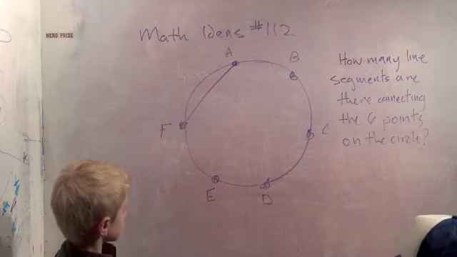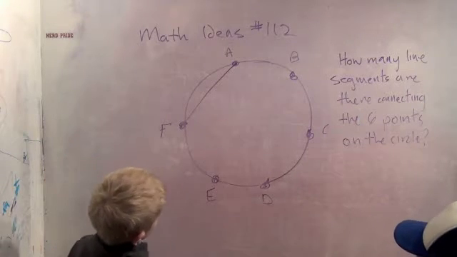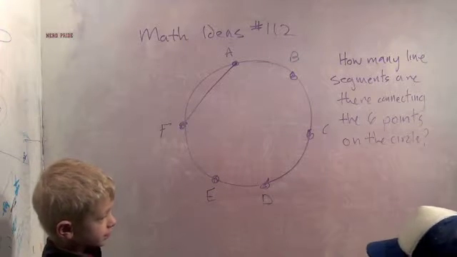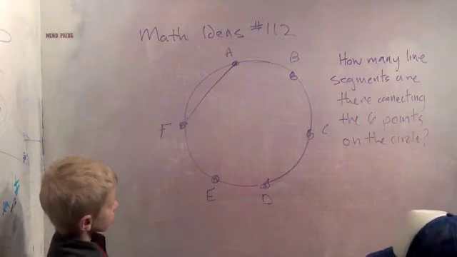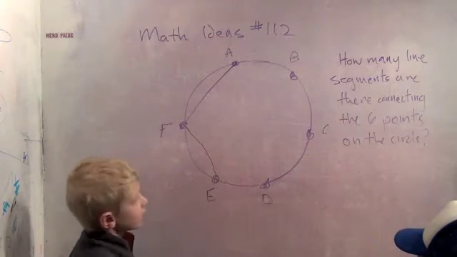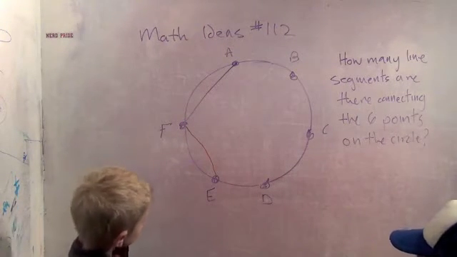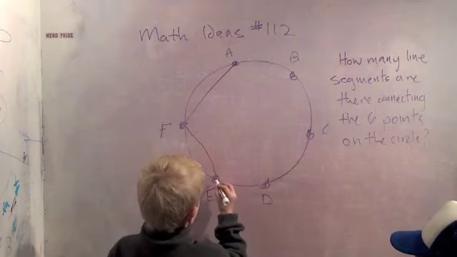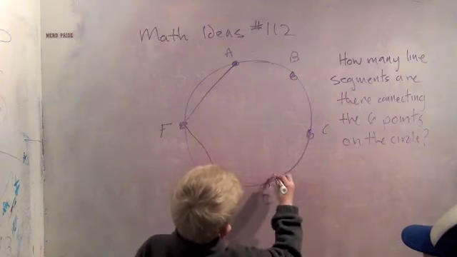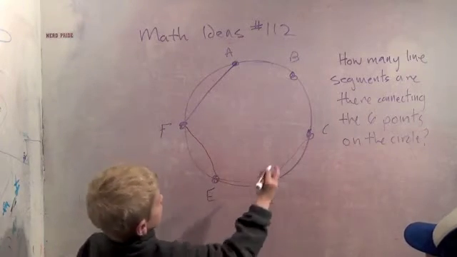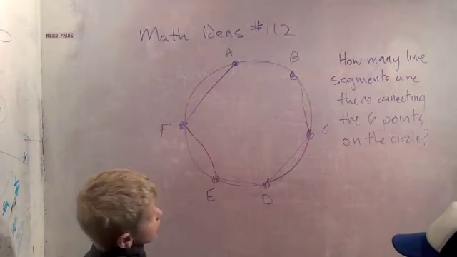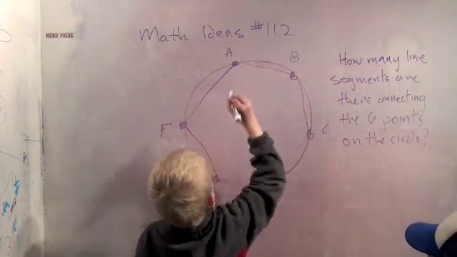So how do you want to approach this problem? Well, maybe we could draw some line segments on the circle. Okay, great. So which ones do you want to draw first? We could connect here to here. And we could draw here to here. And then here to here. And we can draw here to here.